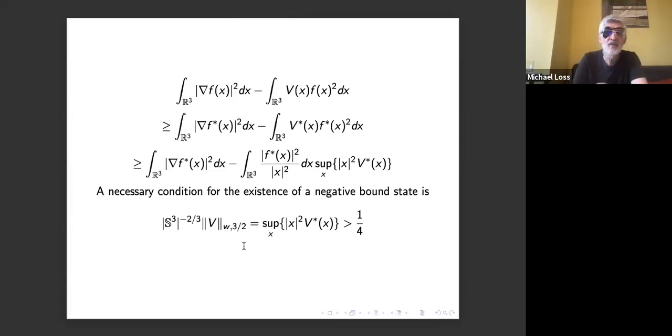Let me demonstrate this in the Sobolev case. You take the usual energy, right? Remember, you would like to find a condition on V so that this has a negative energy bound state. Okay, so what do you do?